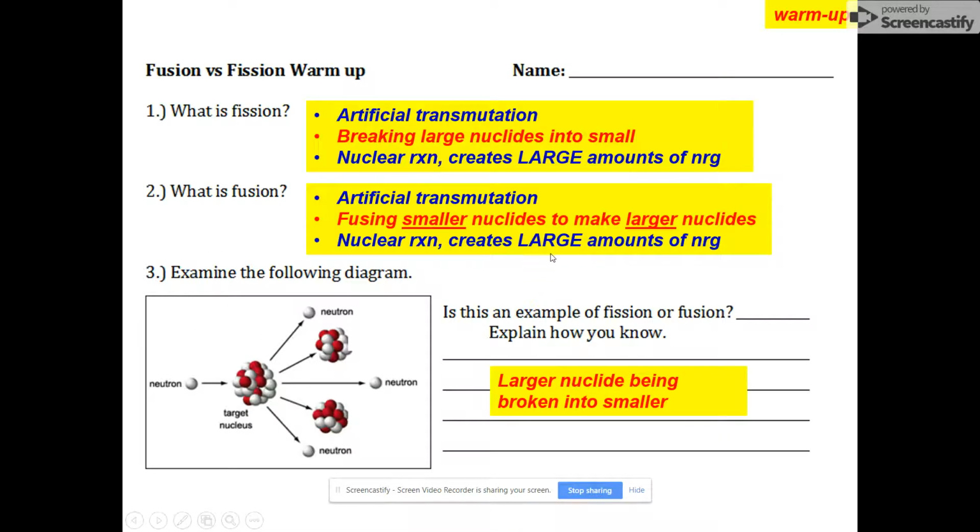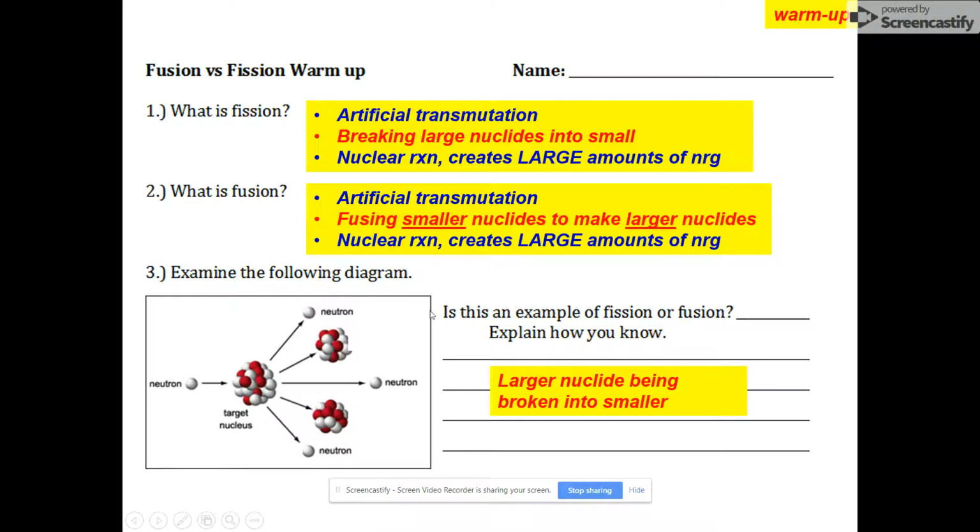First up, that warm-up that you just did. If you don't have the warm-up, just read along. What's fission? What's fusion? The key difference between fission and fusion, they're both types of artificial transmutation. They both create large amounts of energy, like any nuclear reaction. But in fission, we're breaking large nuclides or large isotopes into small. In fusion, we're fusing or slamming together smaller nuclides to make larger nuclides.